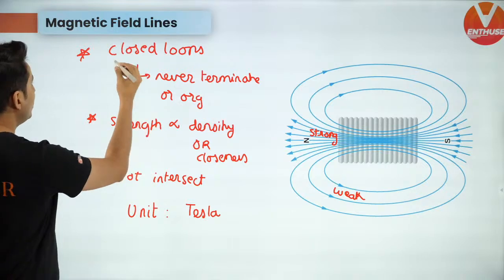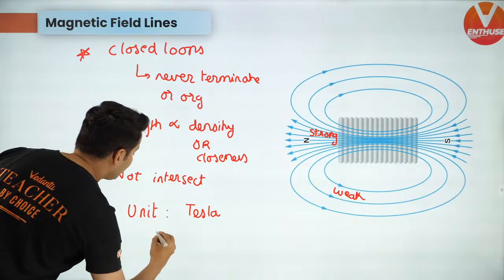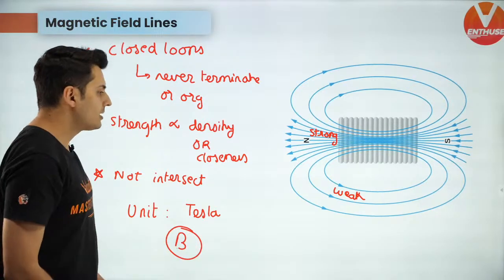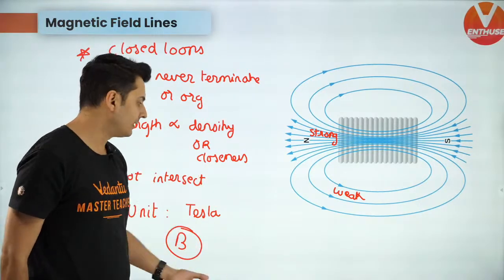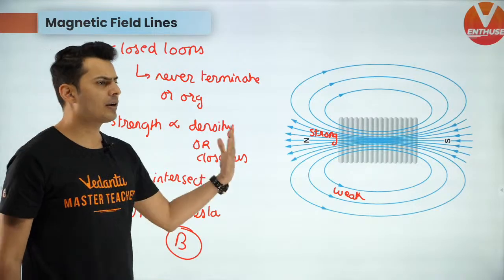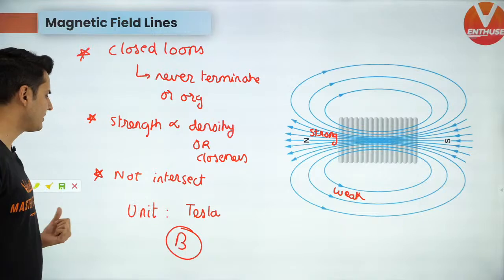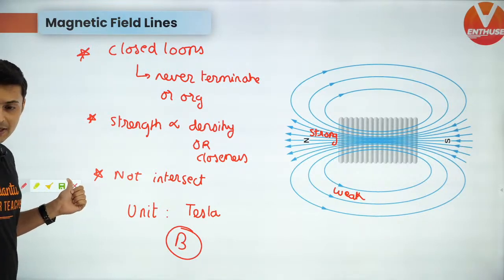And the symbol is B. So B is the symbol for magnetic field, just like E is the symbol for electric field. So Tesla. Some other units are Gauss and other things, but generally we stick with Tesla because that's the SI unit. Okay, I hope this is clear.